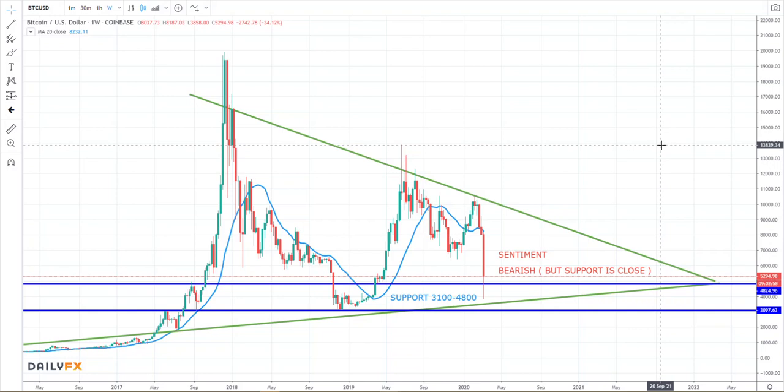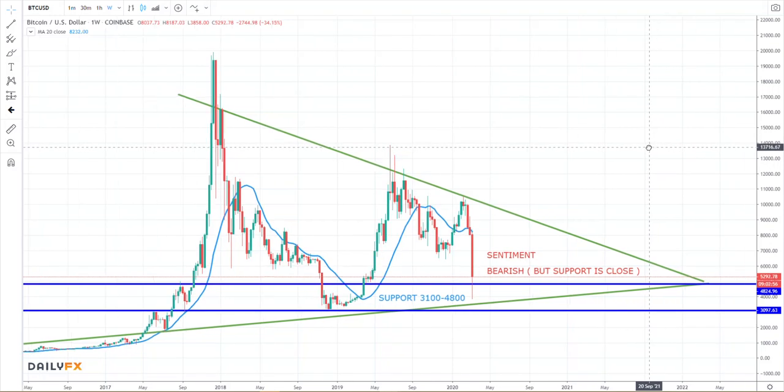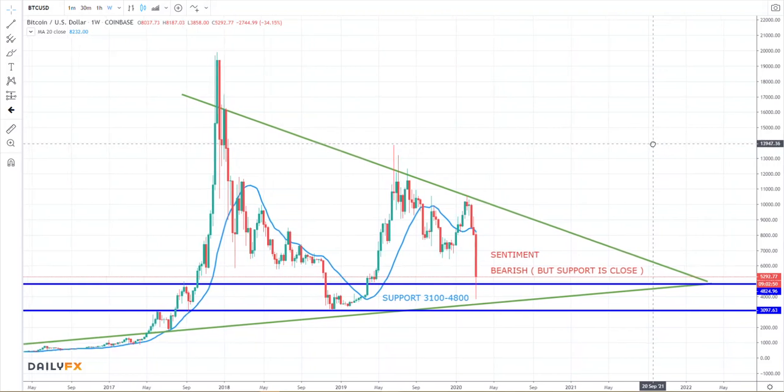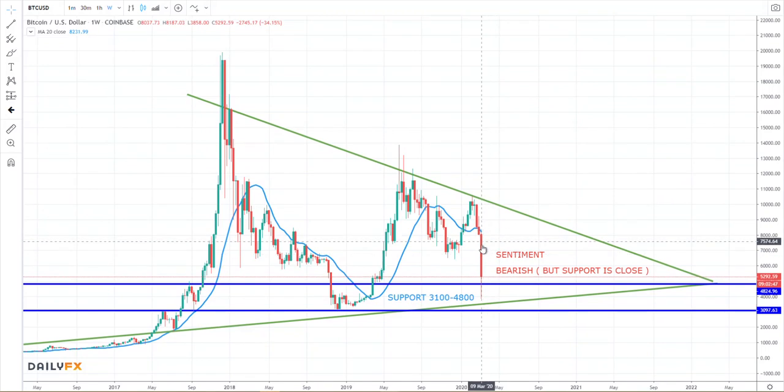Okay, so weekly chart, Bitcoin. Sentiment bearish, but it's been a lot of buts with Bitcoin lately. Support is close. As we can see, this last week's candle was a really big, huge bearish candle, but the body of the candle did close above the $5,000, $4,800 more specifically, mark. Historically, between $3,100 and $4,800 we have one of these price support and resistance zones where price doesn't hang out for too long, but it has held.